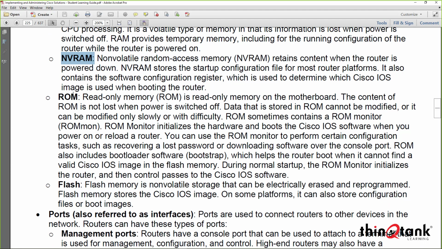The ROM is my bootstrap code. It's used for the POST, the power on self-test, but it's also used to load the boot instructions, right? What type of IOS am I going to load? What is my configuration register for the device? Am I going to boot normally? Am I going to bypass the startup config? Am I going to bypass, not the startup config, but the IOS loading and stuff like that. But it is the bootstrap, the bootloader, if you will.